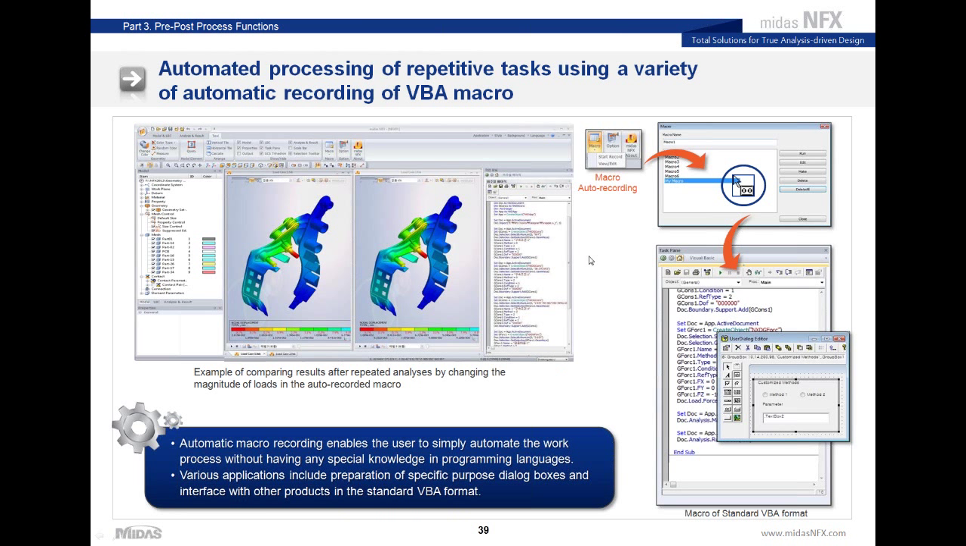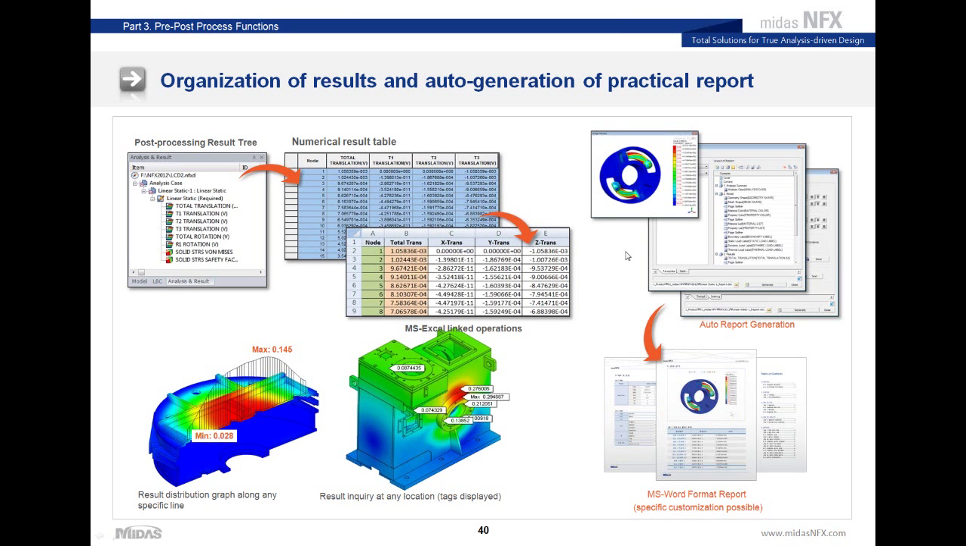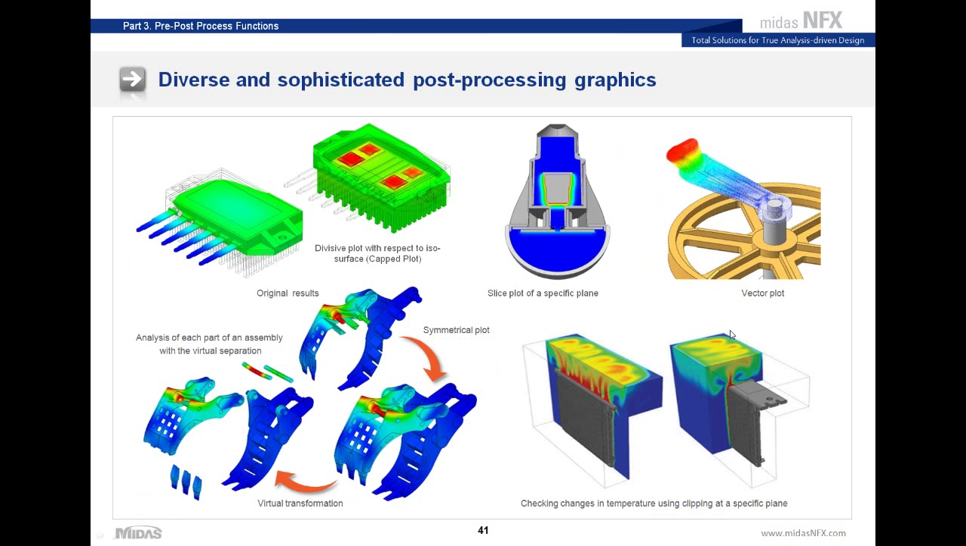You have some functions like the macro. You can have a lot of post-process functions: you can view the results in tables, you can trace graphs, and you can trace graphs directly on your model. You can view the values of the elements of the mesh with the probe tool. You can also generate a report automatically.